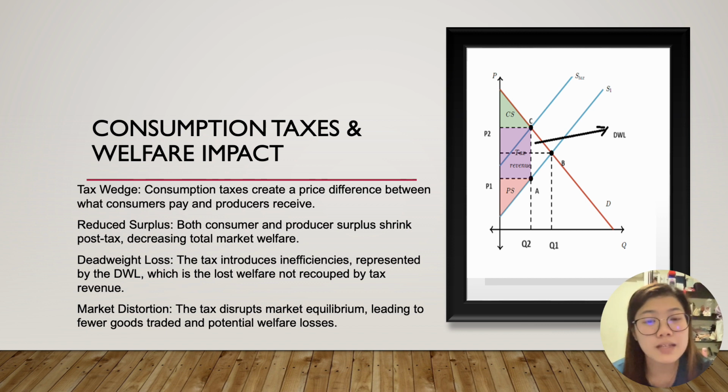This deadweight loss represents the total loss in welfare due to the tax, as some mutually beneficial trades no longer occur. The purple shaded area in the diagram highlights the deadweight loss. In essence, consumption taxes distort the market equilibrium, leading to reduced welfare for both consumers and producers. The larger the elasticity of demand and supply, the larger the deadweight loss, indicating that taxes have a more significant impact on markets where either consumers or producers or both can easily change the quantity they want to buy or sell in response to price changes.